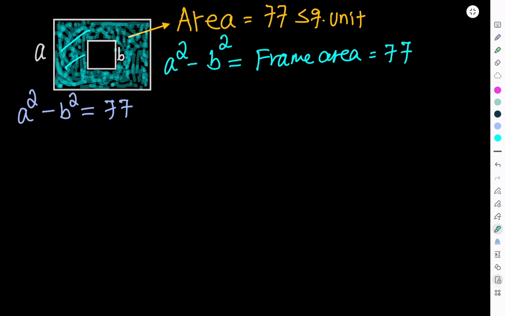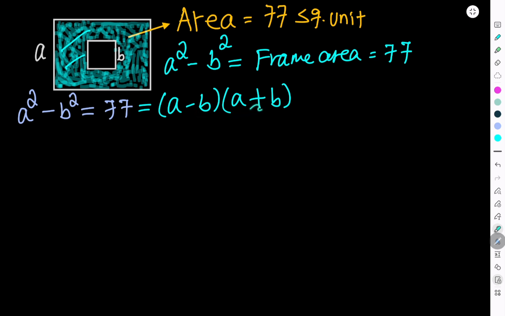And what is a squared minus b squared? The difference of two squares is what? The difference of the two, a minus b, multiplied by the sum of the two, a plus b. This is the difference of two squares. And then what we have here, 77 is the product of a minus b and a plus b.